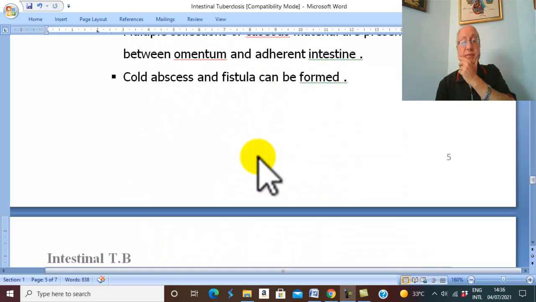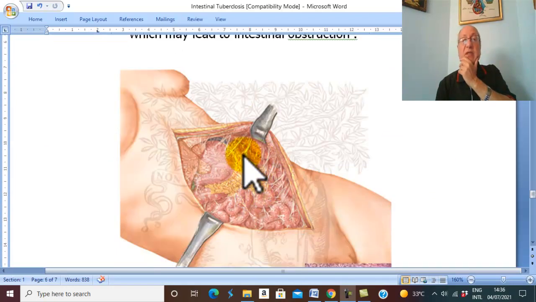There is the adhesive type of TB peritonitis, which is characterized by extensive peritoneal adhesion between the intestine and the parietal peritoneum and the omentum. And sure, this extensive adhesion may lead to adhesive intestinal obstruction.